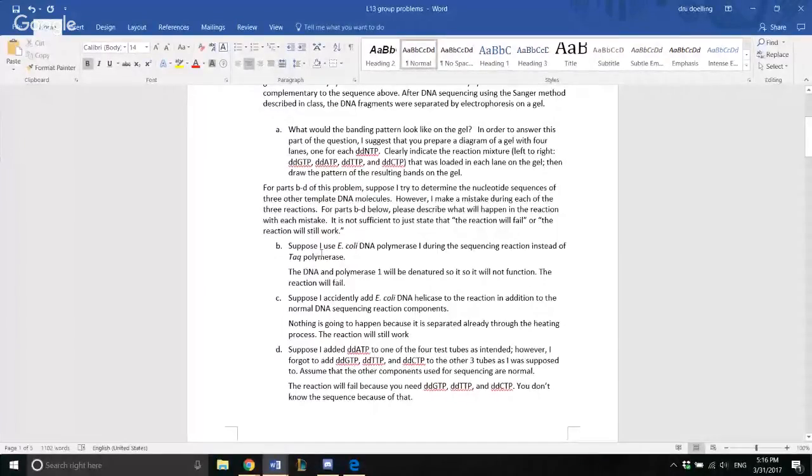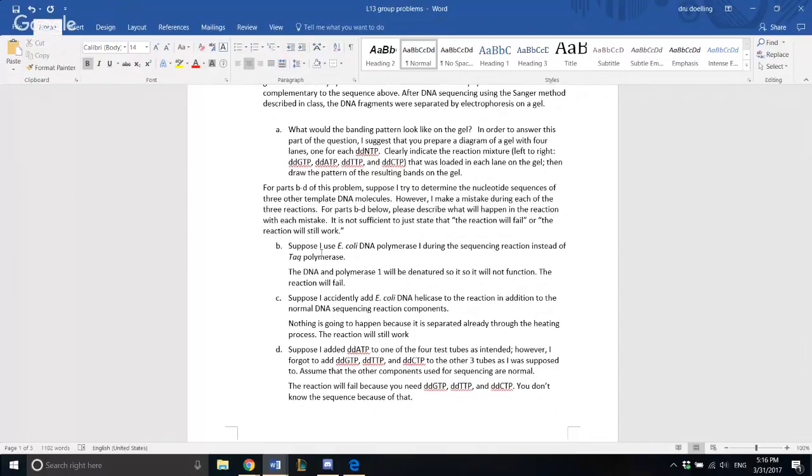All right, so B. Suppose I use E. coli DNA polymerase during the sequencing reaction instead of Taq polymerase. Well, if you did that, the DNA polymerase 1 will be denatured, so it would not function at all, and the reaction will fail. C. Suppose I accidentally added E. coli DNA helicase into the reaction in addition to the normal DNA sequencing reaction components. Well, nothing's going to happen because the DNA is separated already through the heating process, and that's the whole point of the helicase. The reaction still will work.